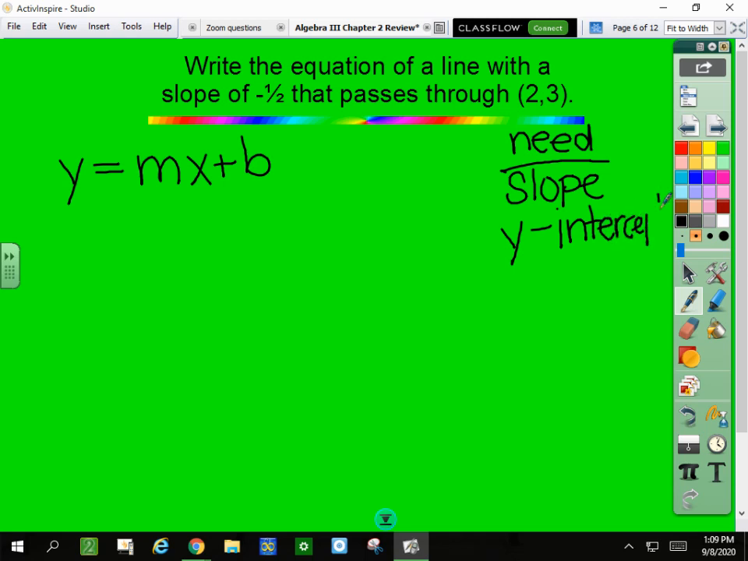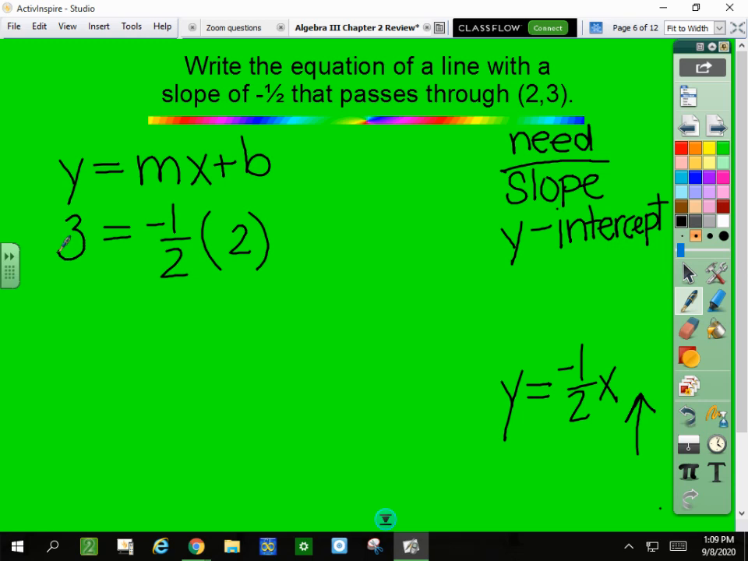For this particular scenario, we're given the slope. We need to find the y-intercept. So if we were to start writing this equation, we know that it's going to be y equals -1/2 x plus something. We just don't know what to put here just yet. So we do know a few things though. We know the slope is -1/2, and we know that when x is 2, y has to be 3. So then we're left with one unknown, that being b, or the y-intercept.